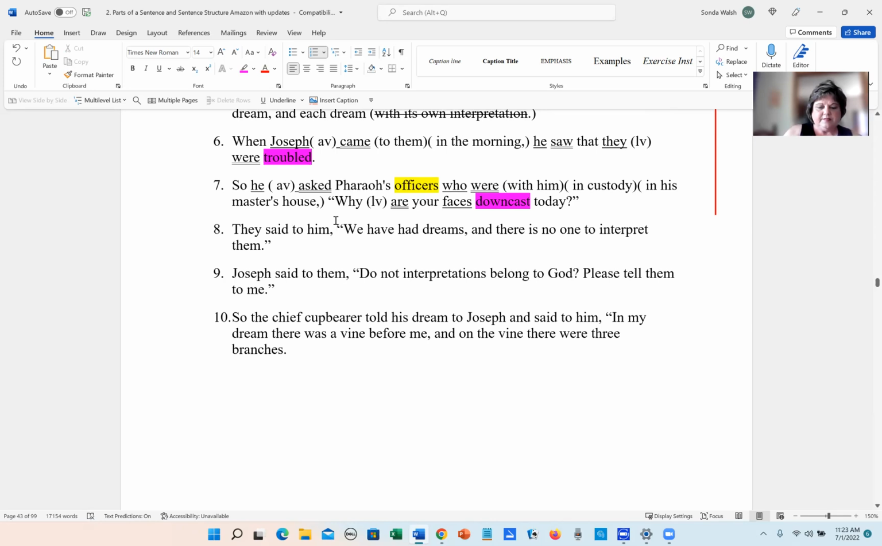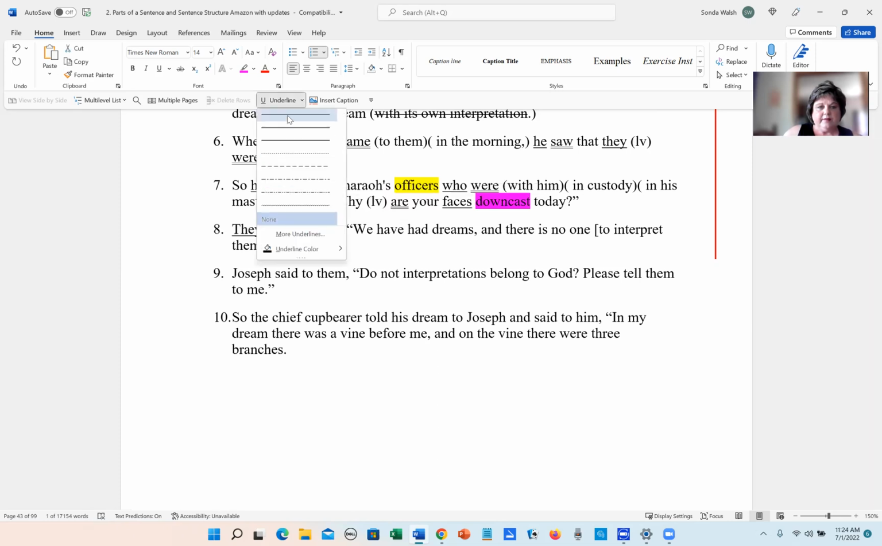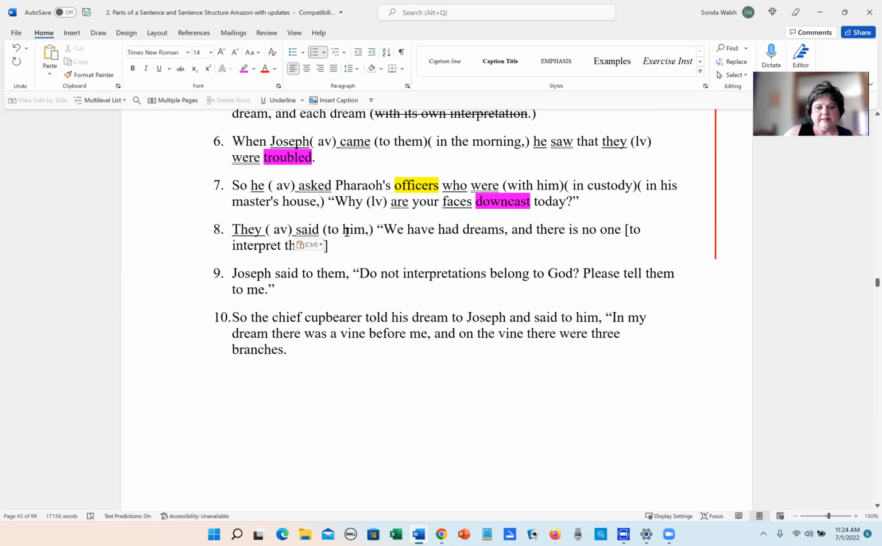First thing we do is find our prepositional phrases. To him is a prepositional phrase. To interpret them is an infinitive phrase, so we're going to mark that off. Okay, so they is our subject, underline that one time. And said is a verb, and it is an action verb, so we're going to identify that as such. They said who, they said what. We don't have an answer to that. Let's go to the next part.